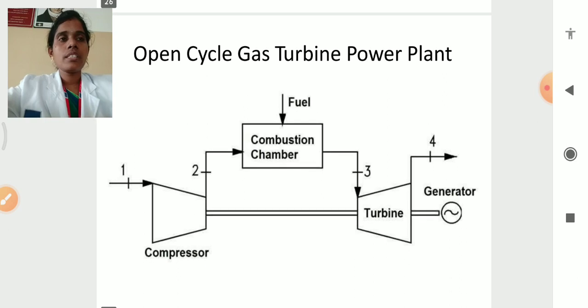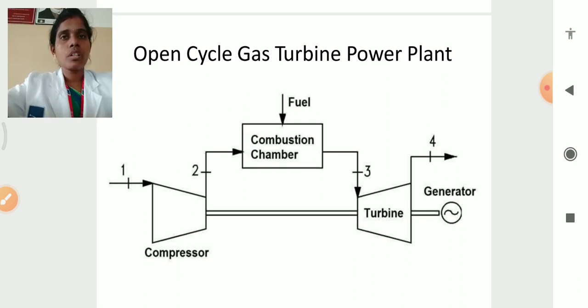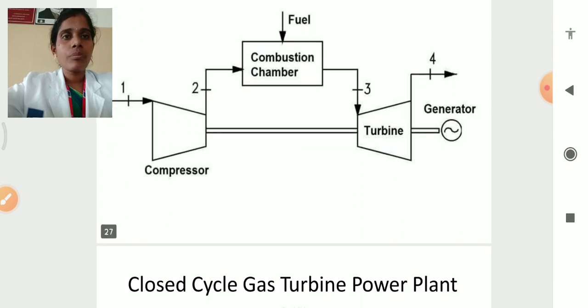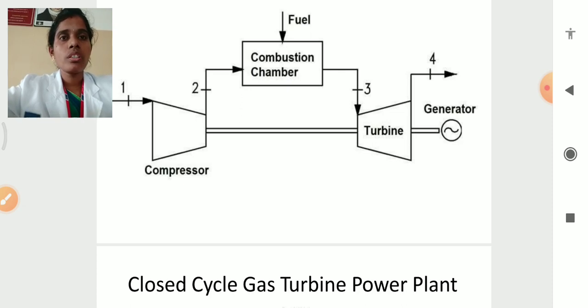According to cycles, the gas turbine is mainly classified into two types. One is the open cycle gas turbine and another one is the closed cycle gas turbine. In the open cycle gas turbine power plant, the three major components are the compressor, the combustion chamber and the turbine. 1 to 2 is the compressor, 2 to 3 is the combustion chamber, 3 to 4 is the turbine, and then the generator.